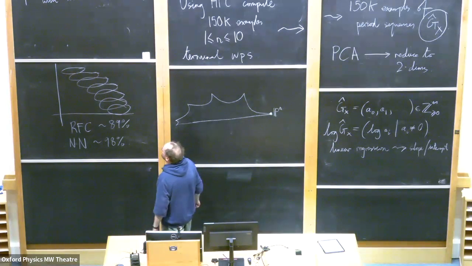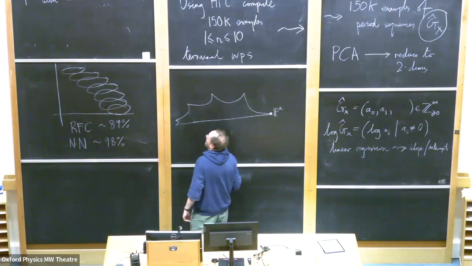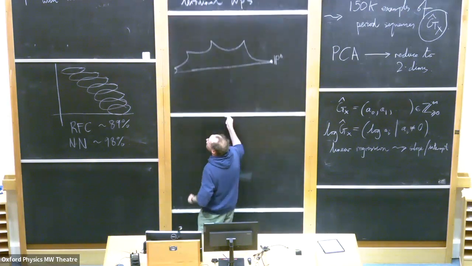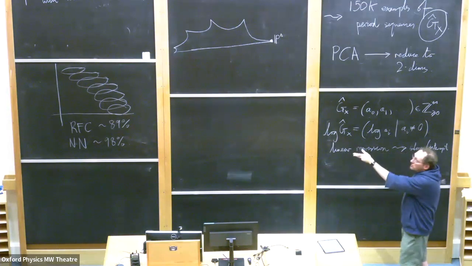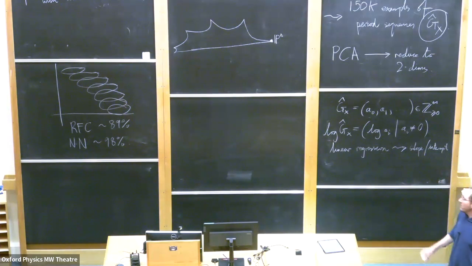But that's all really good. And it's kind of what you'd hope. We hope that the period sequence encodes everything there is about the Fano variety. So you'd hope that machine learning techniques would be really good. We don't know how to do this as mathematicians.